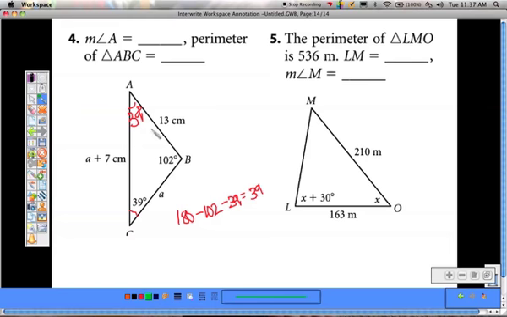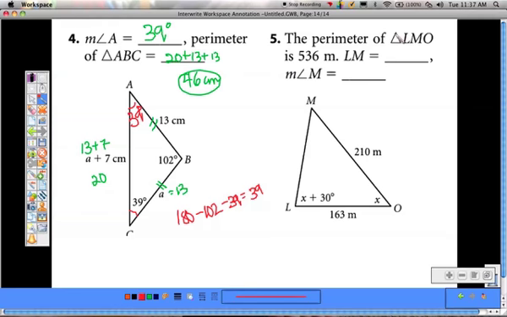So if it's isosceles, it means this side is the same as this side. So if this side is 13, this side is also 13. If A is 13, we're going to plug in for this side, do 13 plus 7, and we get 20. So the perimeter is going to be 20 plus 13 plus 13, which will give us 46 centimeters. And angle A is 39 degrees.